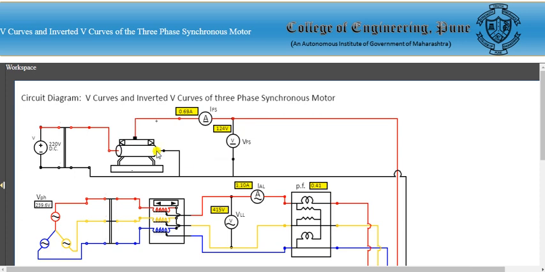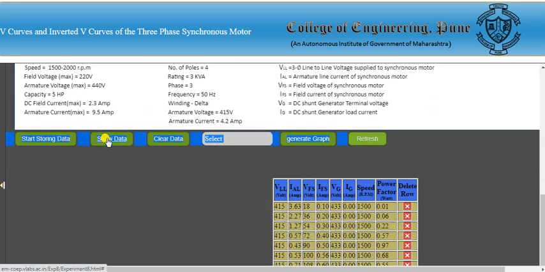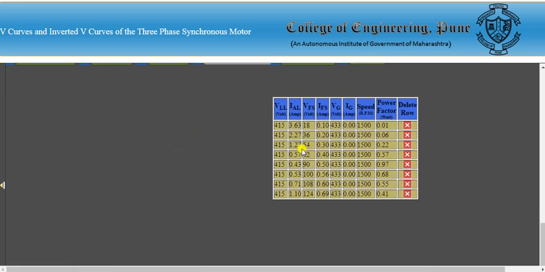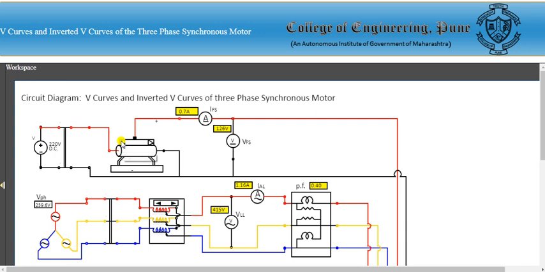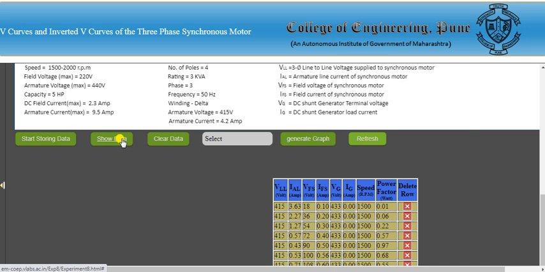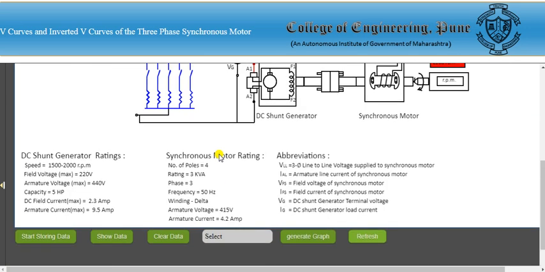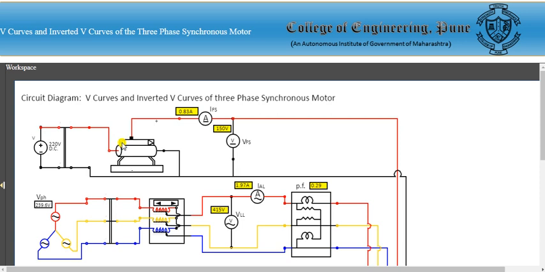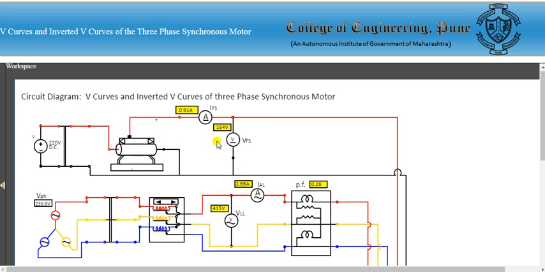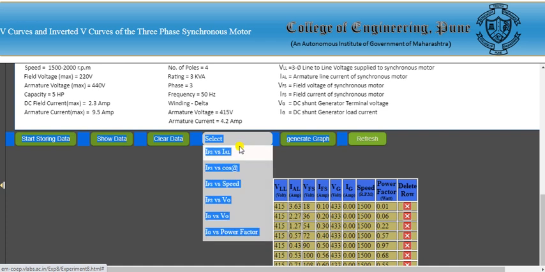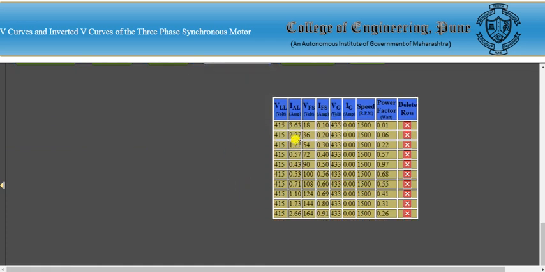Then 0.69 ampere, store data, and the power factor is becoming low. Again increase the current to 0.8, store data, show data, and it becomes 0.31. Then again increase the field current to 0.91 ampere. So we have got all the rows of the observation table. The power factor first increases, and after reaching 1 it starts decreasing.